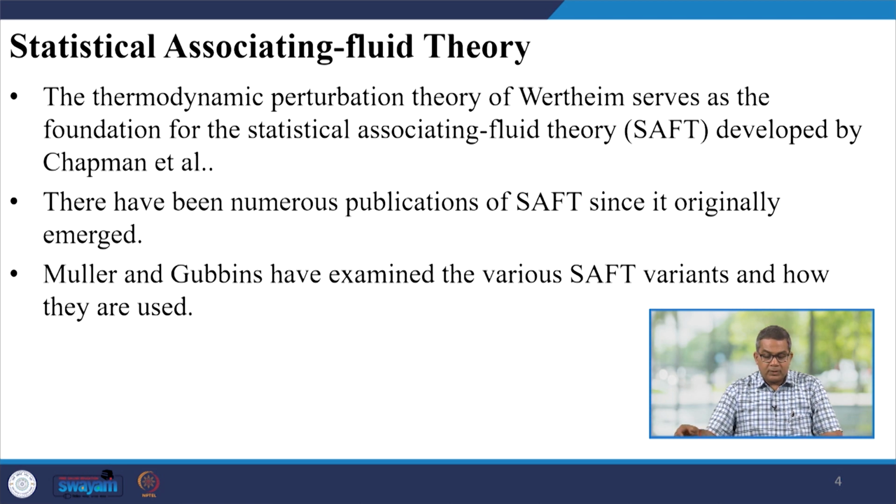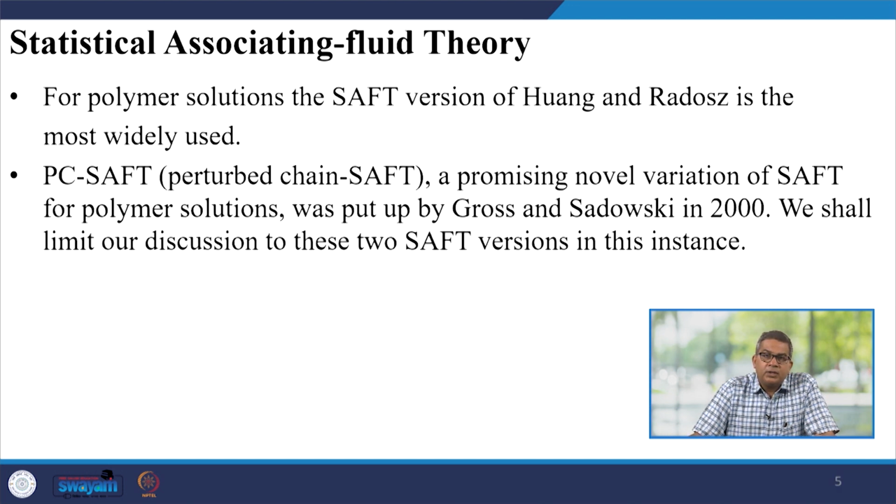The thermodynamic perturbation theory, which was given by various workers, serves as the foundation of statistical associating fluid theory. This was developed by Chapman and co-workers. There have been numerous publications on this SAFT theory. Muller and Gubbins have examined the various SAFT variants and how they are used. Now, for polymeric solutions, the SAFT version of Huang and Radosz is used most widely.